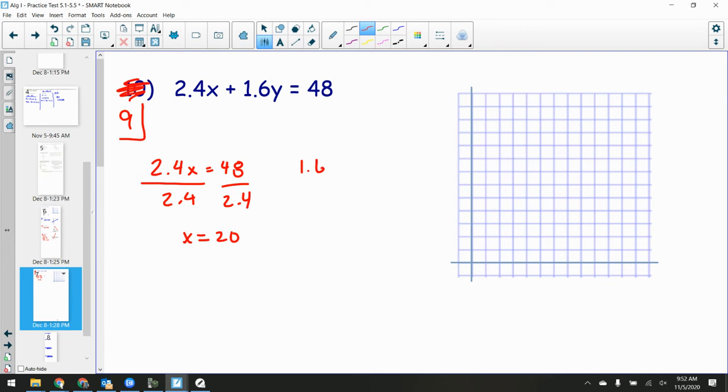And then we have 1.6y is equal to 48. Divide by 1.6. You get y is equal to, spoiler alert, 30. 20 comma 0, 0 comma 30.